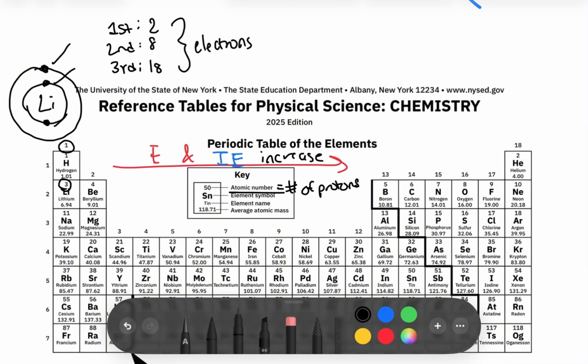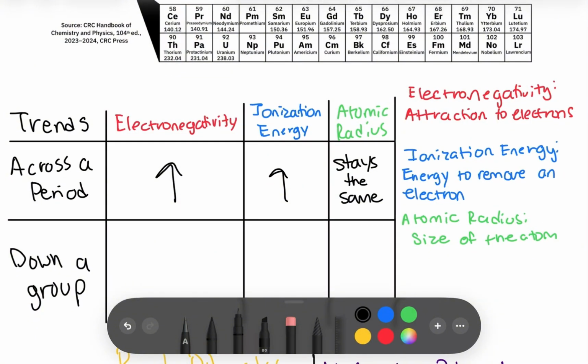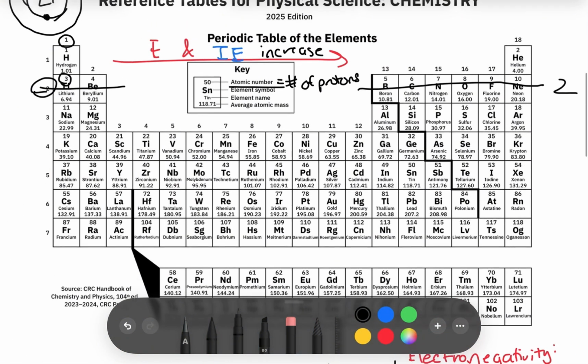Now back to my point. Since lithium is in period 2, that means that it has 2 shells. But that also means that every other element that's found in period 2 has 2 shells. So its atomic radius is going to be the same. But now down a group, electronegativity and ionization energy are going to decrease.